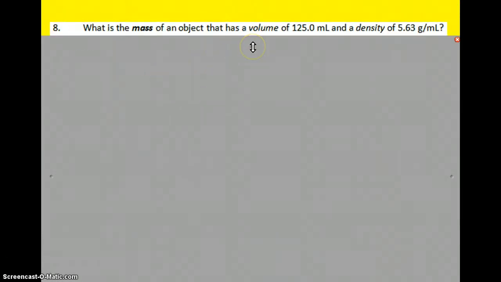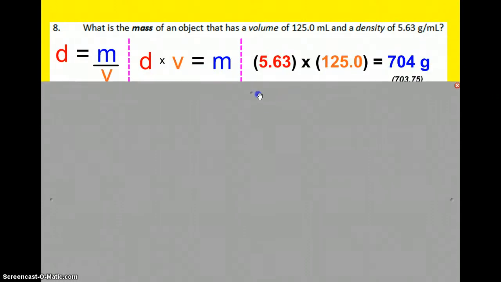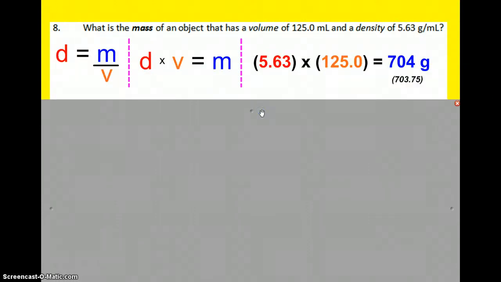Question 8 and 9, also about density, but solving for a different aspect. What is the mass of an object with that volume and density? This is my density equation, so solving for mass, I have to multiply both sides by volume. So the density times the volume will give me the mass. Using my proper sig figs, 3 sig figs in the density, so 3 sig figs in my answer, I get 704 grams.